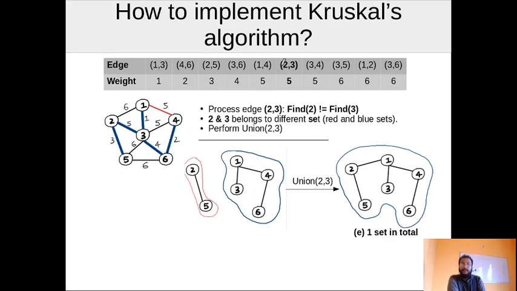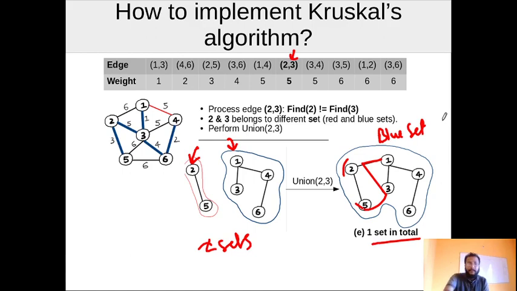Next, 2, 3. So find 2 and find 3. As of now I have 2 sets with me. Find 2: 2 belongs to this set. Find 3: 3 belongs to this set. So they are in a different set. Let me merge them and put them in the same set. Arbitrarily, I will choose the blue set. So 2, 5 is interconnected here with 1. All the nodes now belong to a single set, that is the blue set.